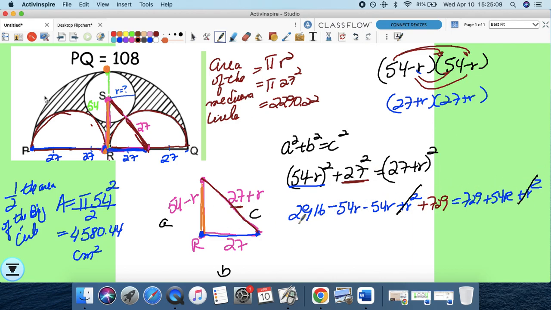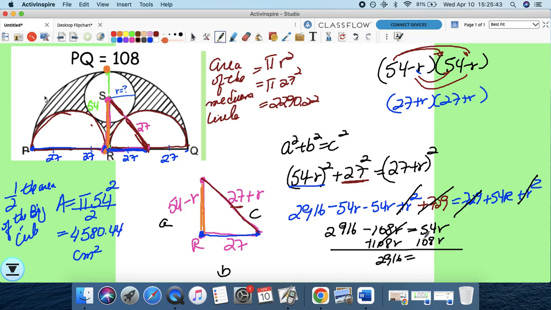Let me combine some like terms. I can combine this guy and this guy. So 2916. Actually, I'm not even going to combine it. Sorry, I have a 729 positive on the left and one on the right, so this too will also go away. 2916 minus 108r equals 54r. So let's do plus 108r on both sides, right? So we get 2916 equals 162r, and let's divide both sides by 162.